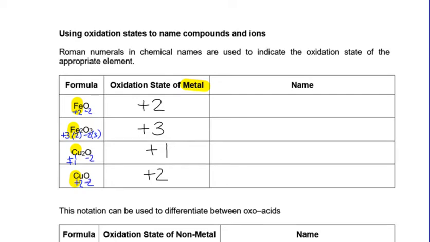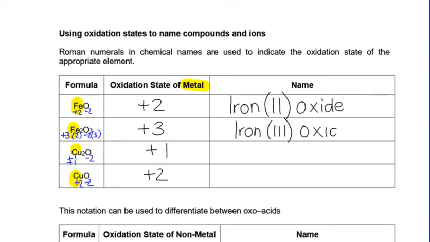Well, it's the ion that has that oxidation state. So we're going to use Roman numerals, and the Roman numeral for 2 is II. It's iron in oxidation state 2, and then it's an oxide, so the negative ion name. The next one would be iron 3, which is III, oxide. And we've got copper 1, oxide, and copper 2, oxide.